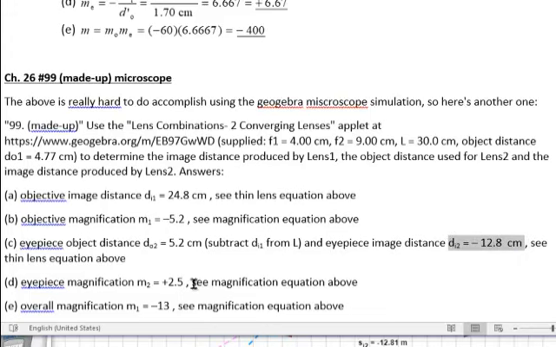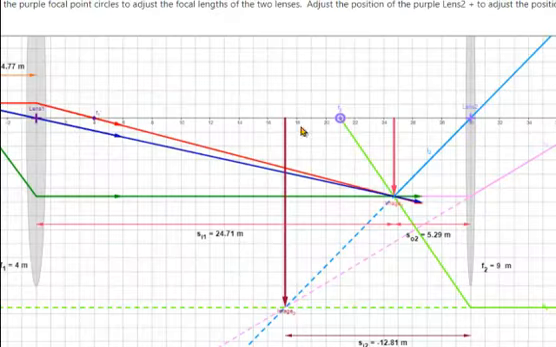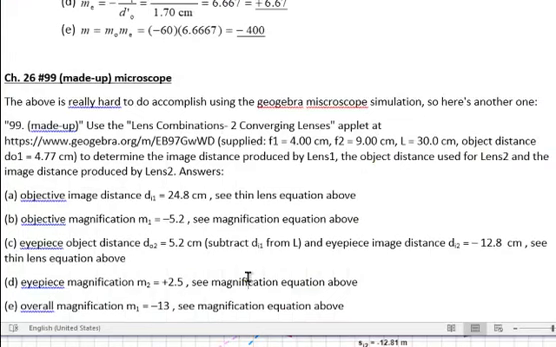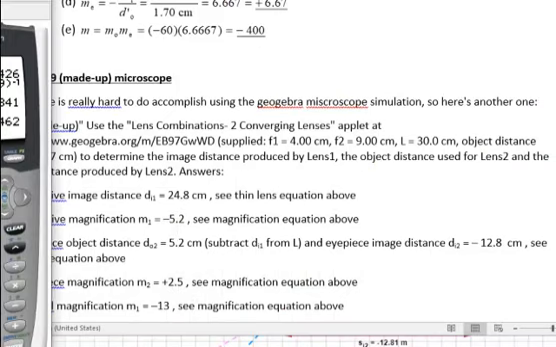Hence, the magnification in this case is actually a positive number, and all that means really from the drawing is that this image here is pointing in the same direction as the object from which it resulted. And then of course the very last thing is I multiply this magnification by that. So once again, negative 5.2 times 2.5.